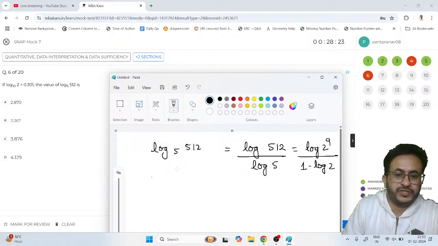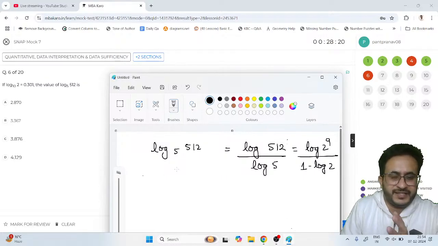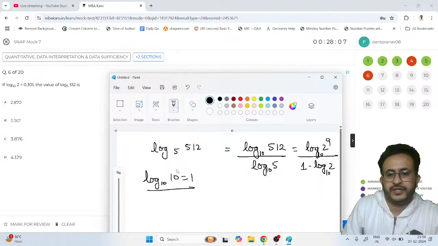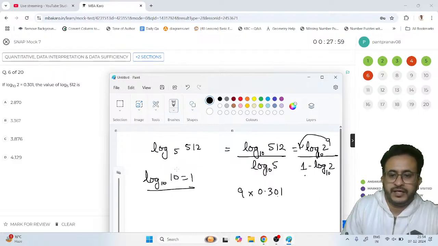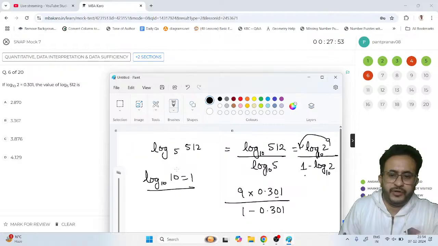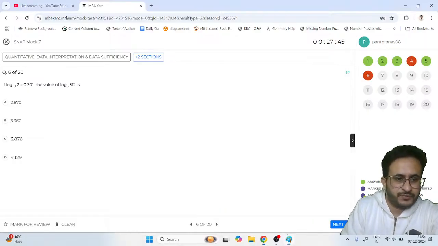Log 2 is, because we are taking base as 10. Okay. So when we take base as 10, we will convert to base 10. 1 minus log 10 2, because 1 is log 10 10. Log 10 10 is 1. Okay. So this is 1 minus log 10 2. So this power comes to the left hand side, 9 into log 2 is 0.301. And in the denominator we will have 1 minus 0.301. So let us take it 0.3, that is 2.7, and it is 0.7. So 27 by 7 is 3.87. This would be the answer.